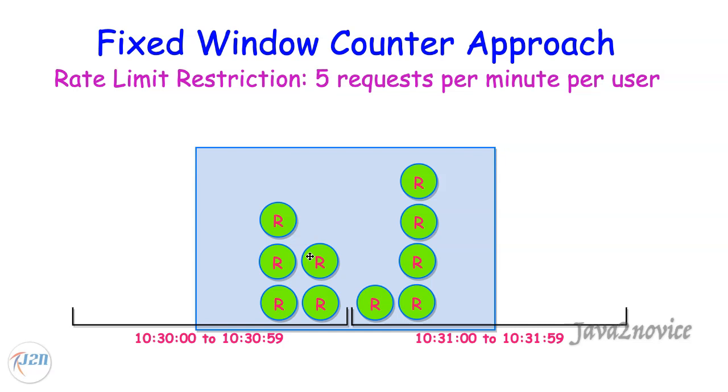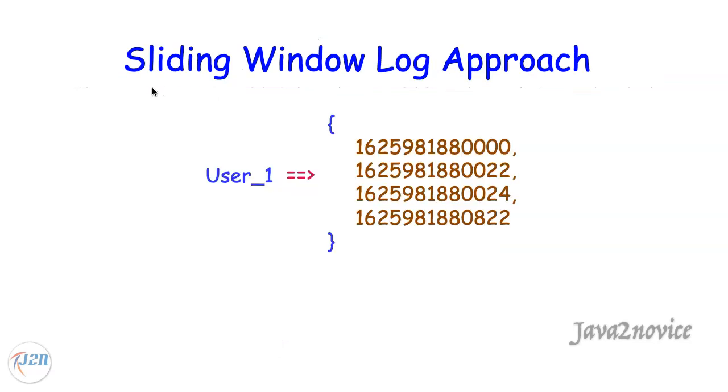Now let's discuss another approach. The next approach is sliding window logs. In this approach also, we will store a key value pair into Redis for each unique user. The key will simply be a unique user identity. The value will be a set of timestamps.